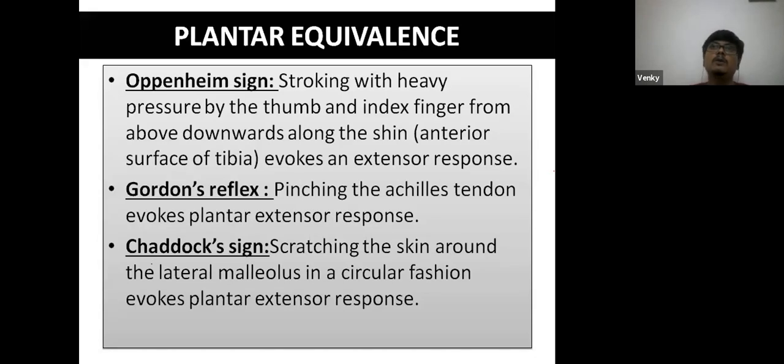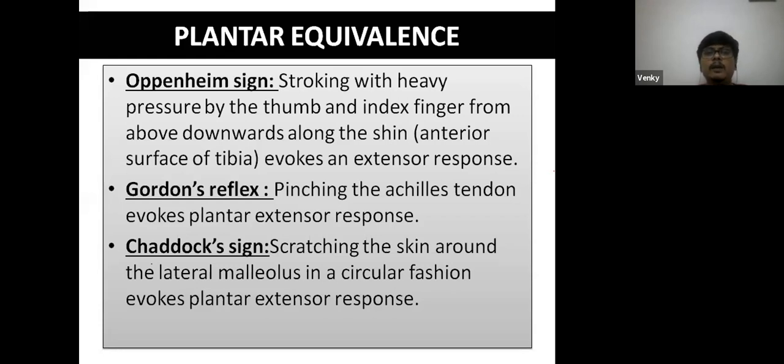So now the patient is having exaggerated deep tendon reflexes, clonus and all. The patient is having plantar extensor. Everything is exaggerated. Then the examiner will ask 3 questions. What is plantar equivalence? How will you look for it in the lower limb? How in the upper limb?